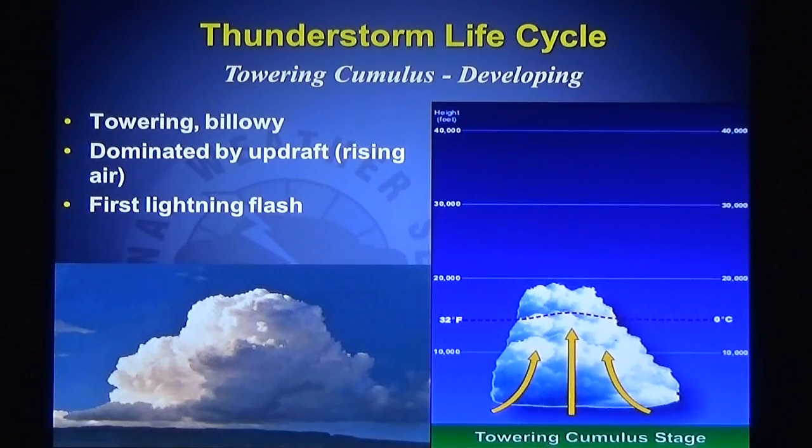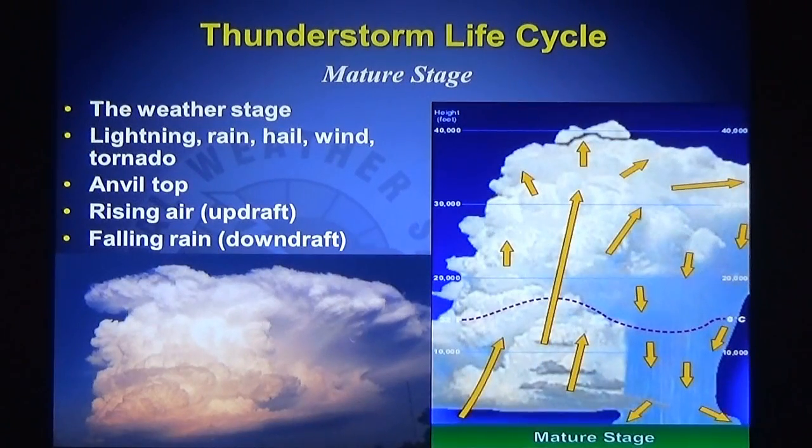Thunderstorm life cycle. Thunderstorms go through a life cycle just like you do. They're born, that's called the towering cumulus stage. Motion here is upward. And when we start to transition from the towering cumulus stage to the mature stage is when we get our first flash of lightning. This mature stage is called the weather stage. It's where you're getting your lightning and thunder, rain, maybe some hail and high wind, and even flash flooding and tornadoes.